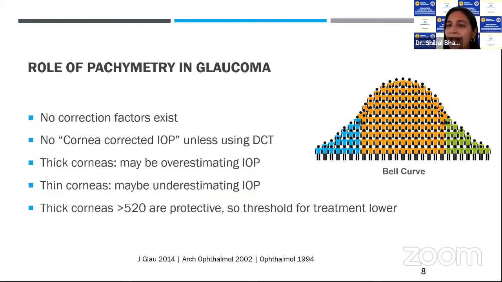So you cannot correct for the corneal thickness. That 1 millimeter for every 10 micron thickness from 520 is not a valid correction factor. So please refrain from using it. But what you do know is that if you are dealing with somebody with a thicker cornea, your threshold for treatment can be lower, because with thicker corneas, their chances of developing or progressing glaucoma become lower. That's all we know unless we have the DCT.